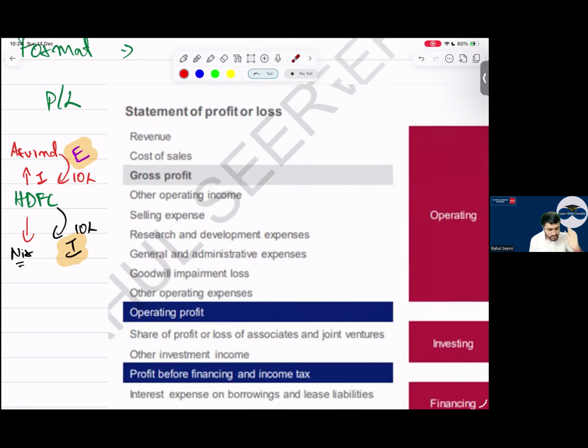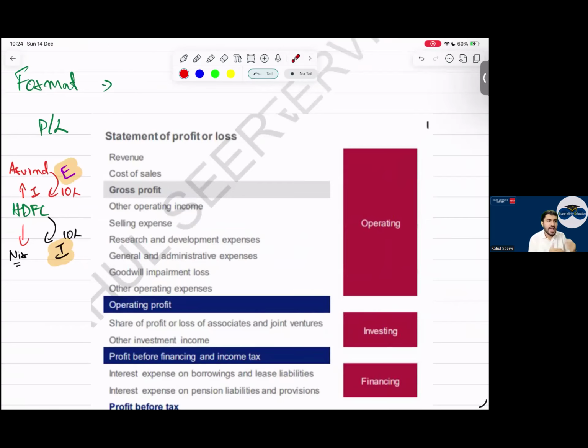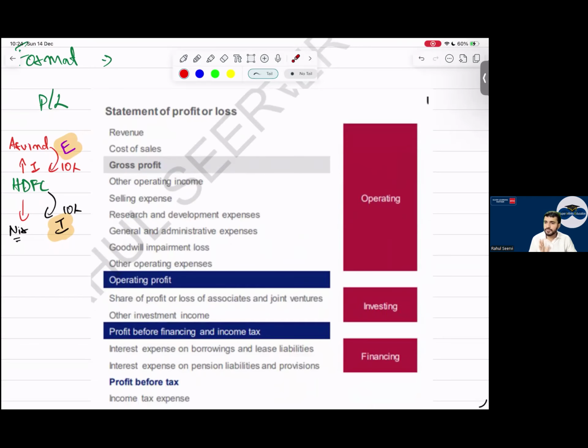Yes. Any doubts to anyone in the P&L format? See, as we move forward, as we do the accounting standard, you will remember this. So do not worry about this. Yes. सबको clear है P&L का format? Understand operating, investing, and financing. So whenever we start any standard, I say that you will record this in financing category.